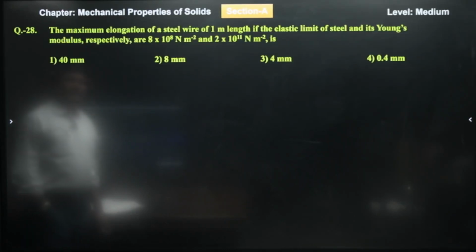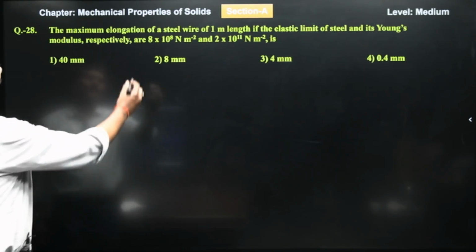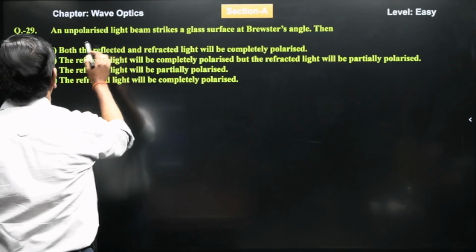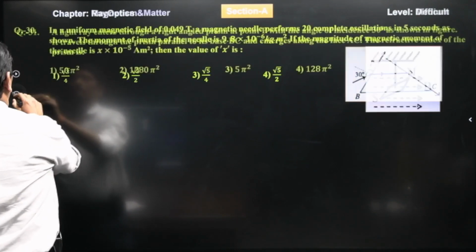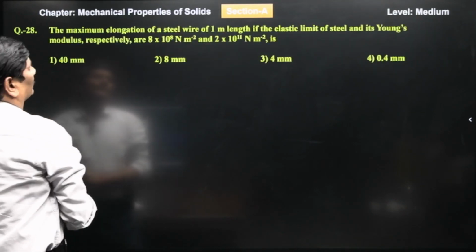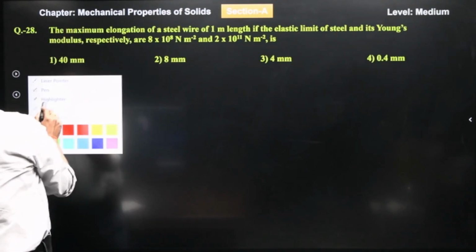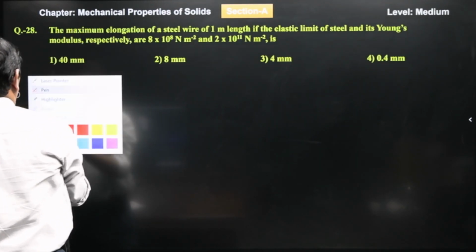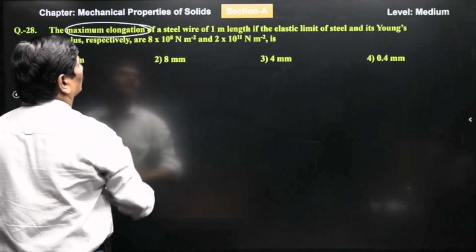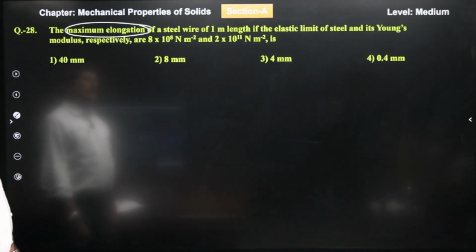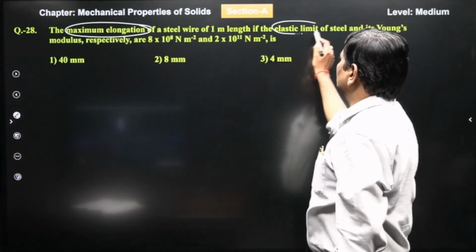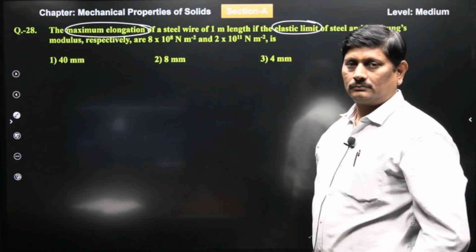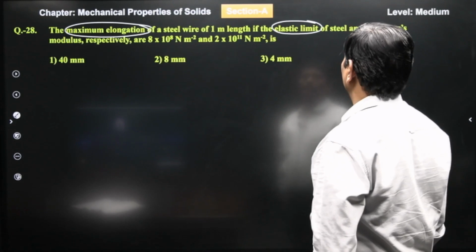So, coming to the next question, mechanical properties of solids. You are asked to find the maximum elongation in a steel wire of 1 meter length. Here the elastic limit is given, so you can apply Hooke's law. Within the elastic limit, we can apply Hooke's law.